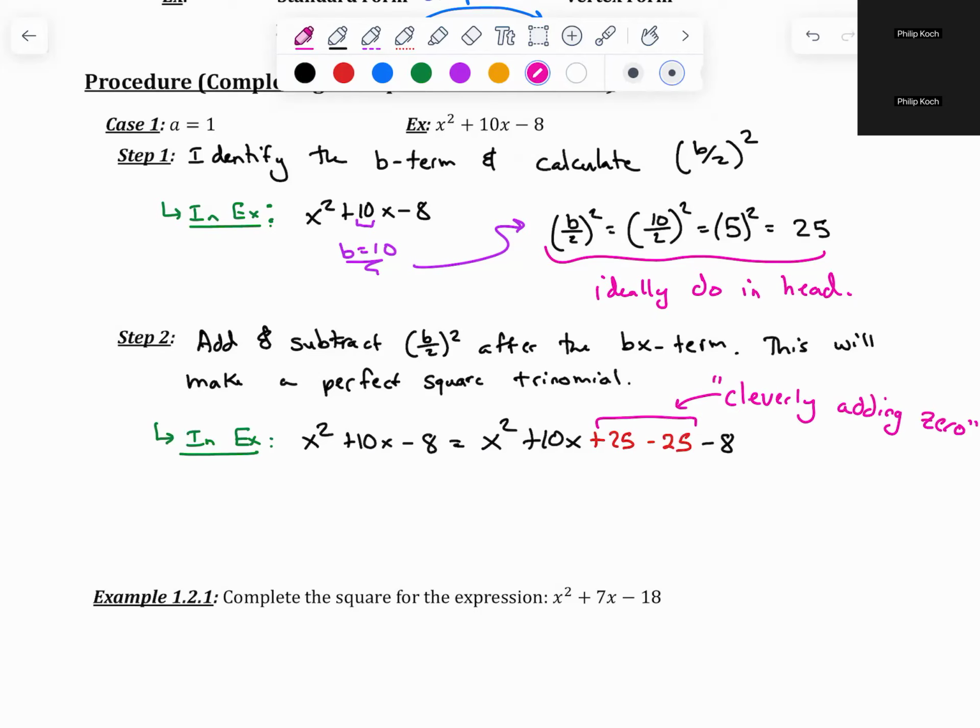X plus 0 is just x. X squared plus 10x minus 8 is the same thing as x squared plus 10x minus 8 plus 0. So I can add 0 whenever I want, and that's okay, but I'm going to do it in a very, very clever way. I'm going to add 25 and then immediately subtract it. Doing so gives me a perfect square trinomial every time. These first three terms, this is x plus 5 squared.